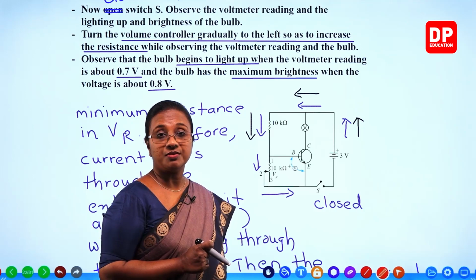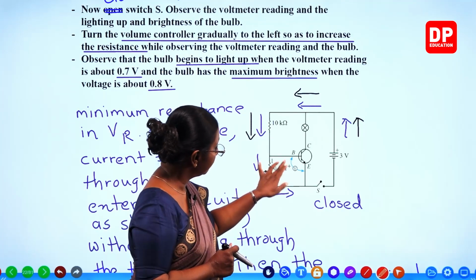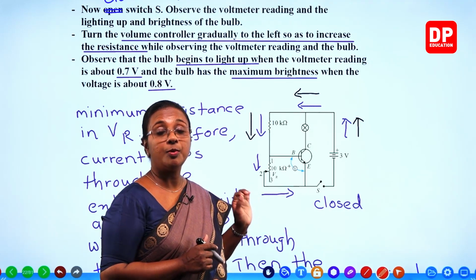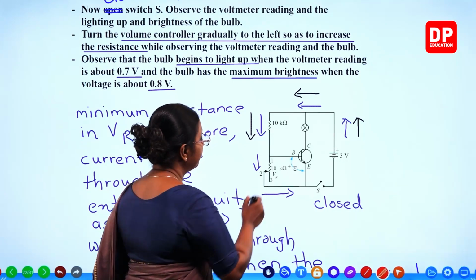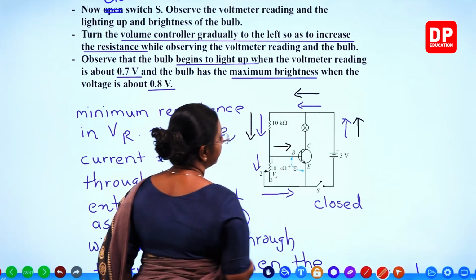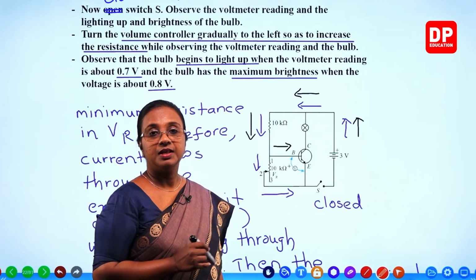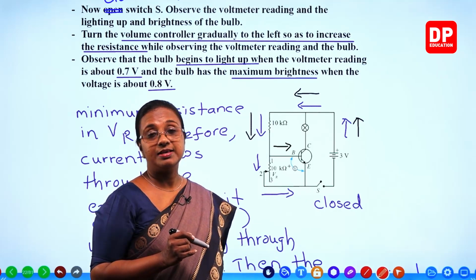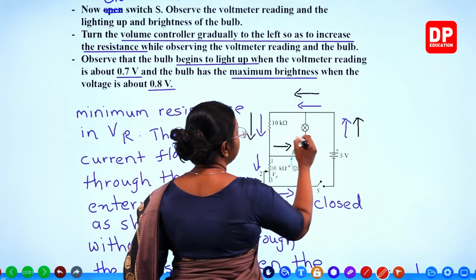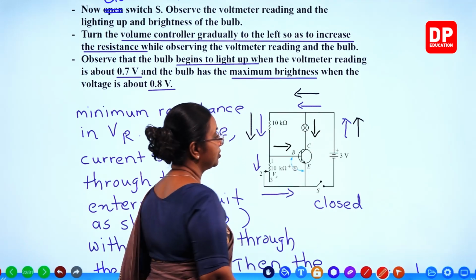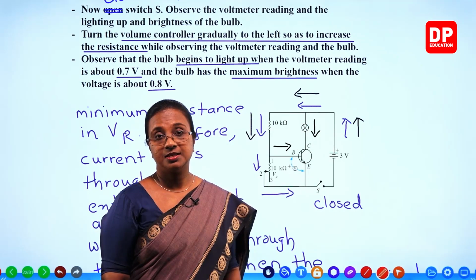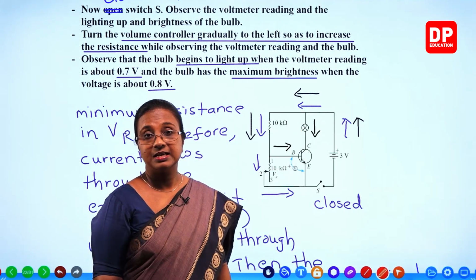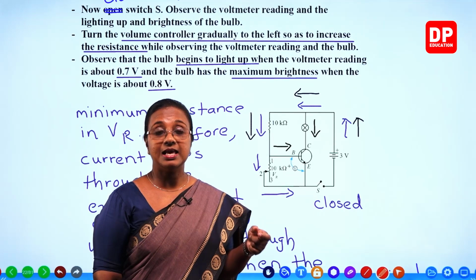So because of that, when the voltmeter reading shows a potential difference of 0.7, there will be a base current flowing. Current will flow through the base. So, when there is base current flowing, there will be a collector current also flowing through it. So, because of that, the bulb will light, but the brightness will be less.